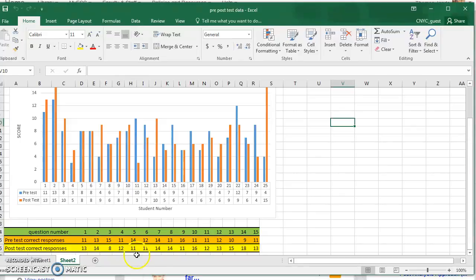I would expect to see something more like this, 13 to 14, 11 to 16, that would be good. This would be great if question 14 was answered only 9 times correctly the first time and then double that amount second in the post-test. That would mean that I addressed that deficiency.